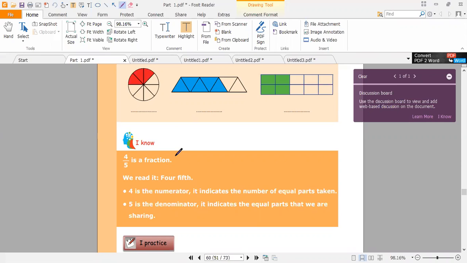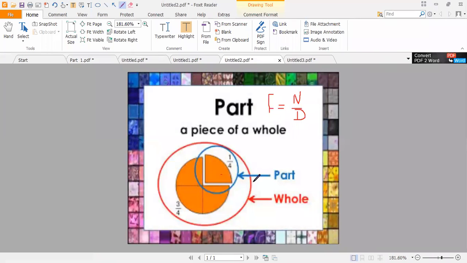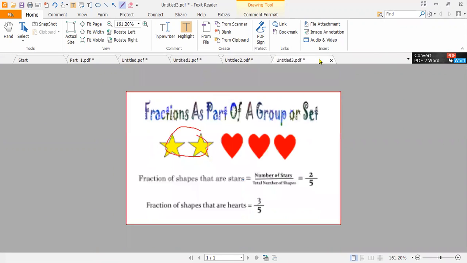Fraction represents the numerator over the denominator. What does fraction mean? Fraction is a number that describes the part of a whole, like this picture, or the part of a set, like this one. Here I have a set of shapes.